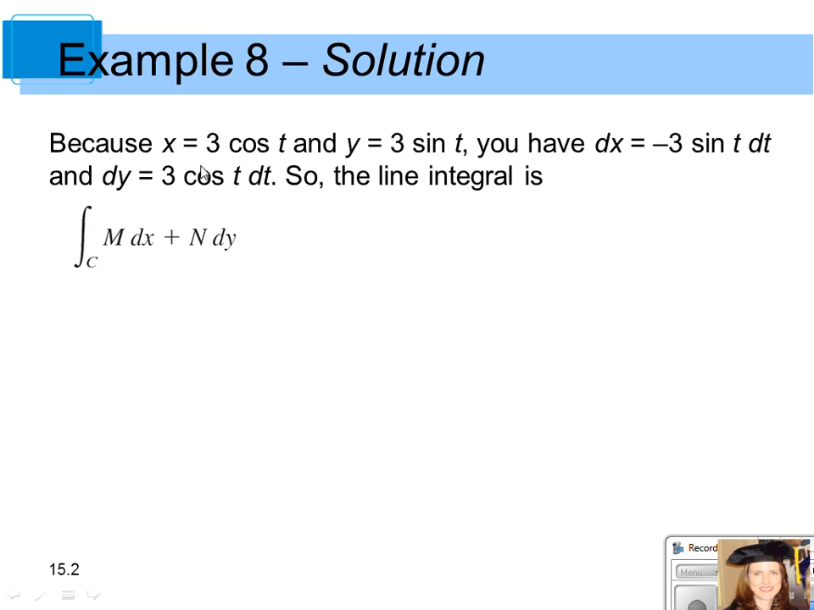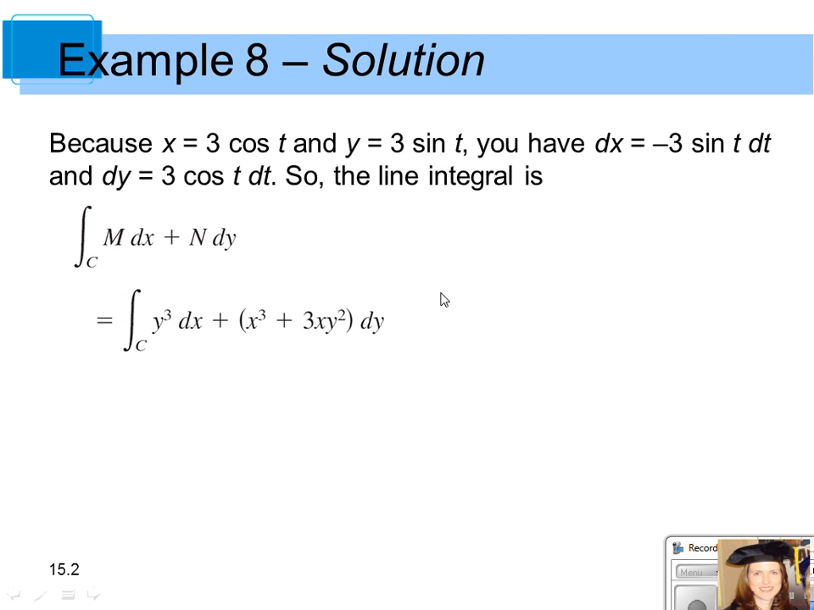Because we know that x is equal to 3 cosine t and y is equal to 3 sine t, go ahead and find those differentials, dx and dy. dx, the derivative of x, is going to be negative 3 sine t dt, and dy is going to be the derivative of y, which is 3 cosine t dt.